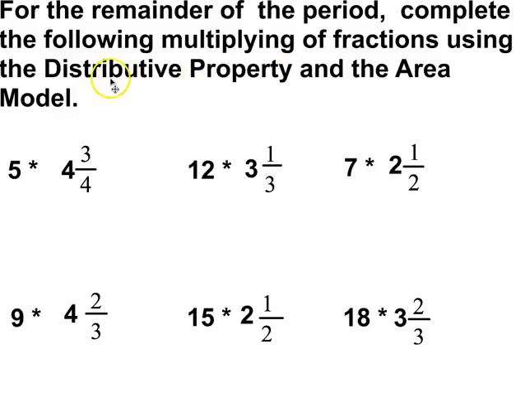What I want you to do, I did not write it here, but I'm going to say it clearly. Please listen. Take out a sheet of binder paper, because this work is going to be turned in at the end of the period. So do not do this in your math notebook. This needs to be on binder paper. Make sure you put your name at the top, because this is going to be collected. I want to see how you do in working these out using the distributive property and the area model.